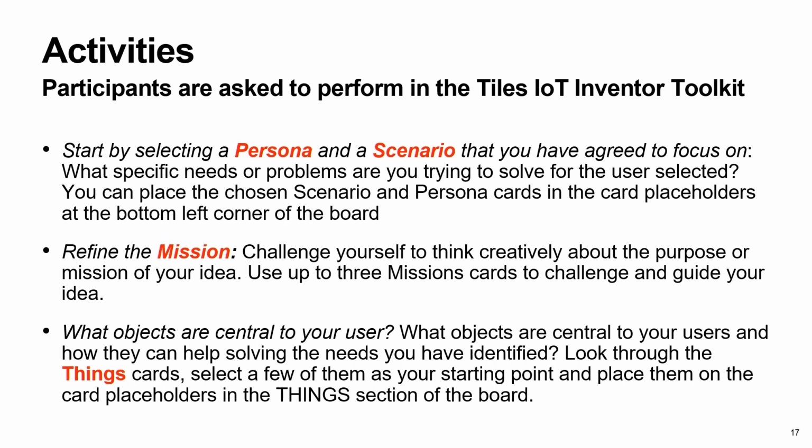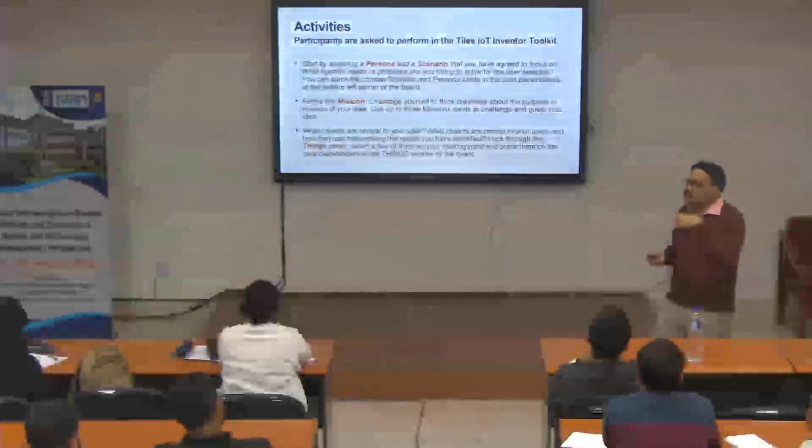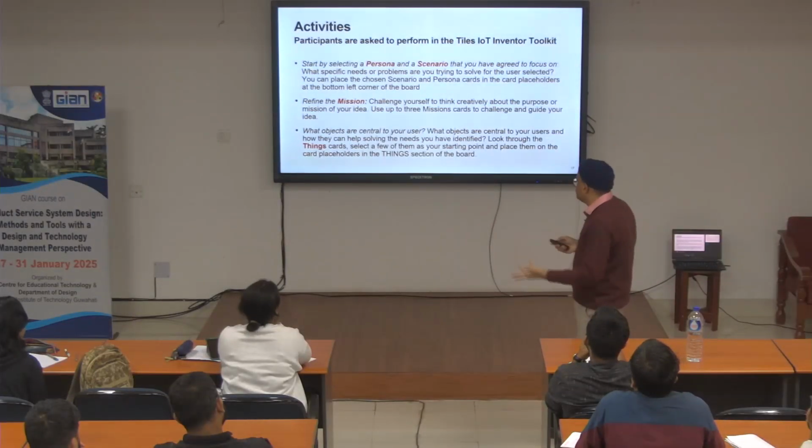Then refine the mission. Challenge yourself to think creatively about the purpose or mission of your idea. Use up to 3 mission cards to challenge and guide your idea, right? So you pick up certain mission cards that, okay, this is the basic objective or mission of my entire ideation exercise. What objects are central to your users, and how can they help solve the needs you have identified, right? So if this is the scenario and these are the personas, what are the objects that they are going to interact with?